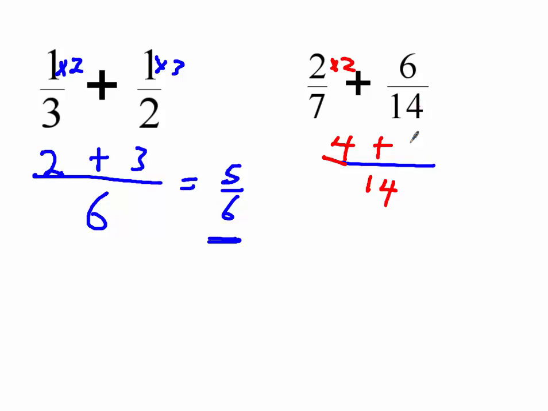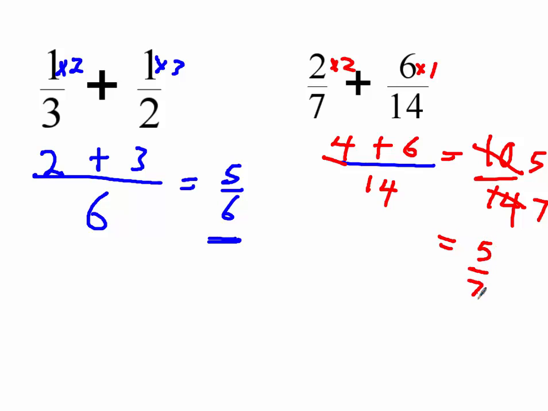Plus 14 goes into 14, how many times? That is 1. Multiply the 1 by the 6, and that is giving us 6. Therefore, 4 plus 6 is giving us 10 out of 14. We can reduce this value to the lowest terms. 2 goes into 10, 5 and 2 goes into 14, 7. So in a nutshell, it's going to give us 5 out of 7.